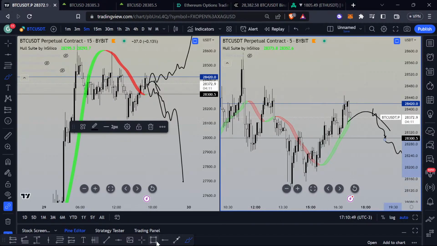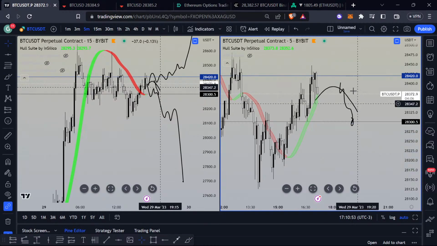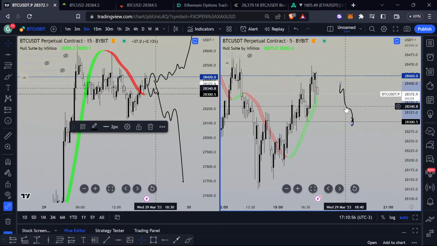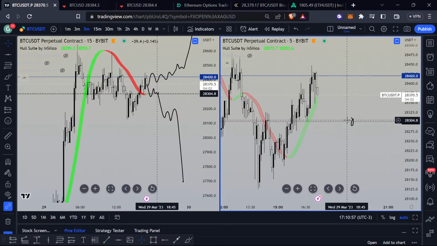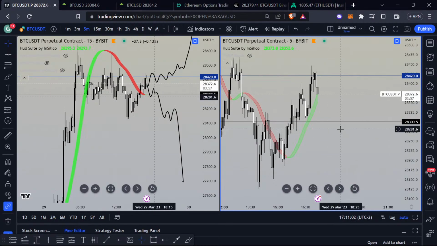So it's about how you use the tools. It's not about, oh, this tool told me to short and I shorted and I lost money or whatever. Try to make that use of this set of indicators. Okay.